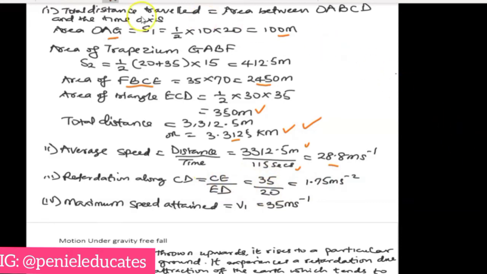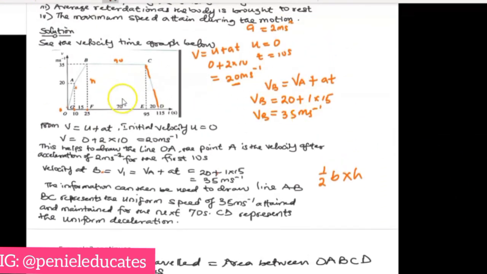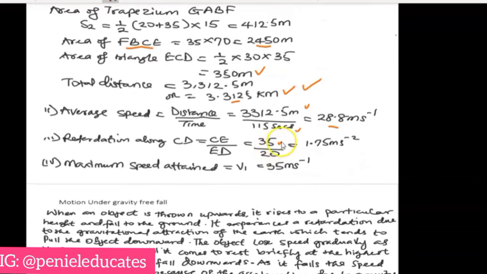The CE is the velocity here at 35. That's the CE velocity here. Then ED is the time that it covered to reach the retardation. It took the body 20 seconds to get to the ground floor. But the velocity here, before it starts coming down, is 35 meters per second. So that's why we have our 35 over 20.